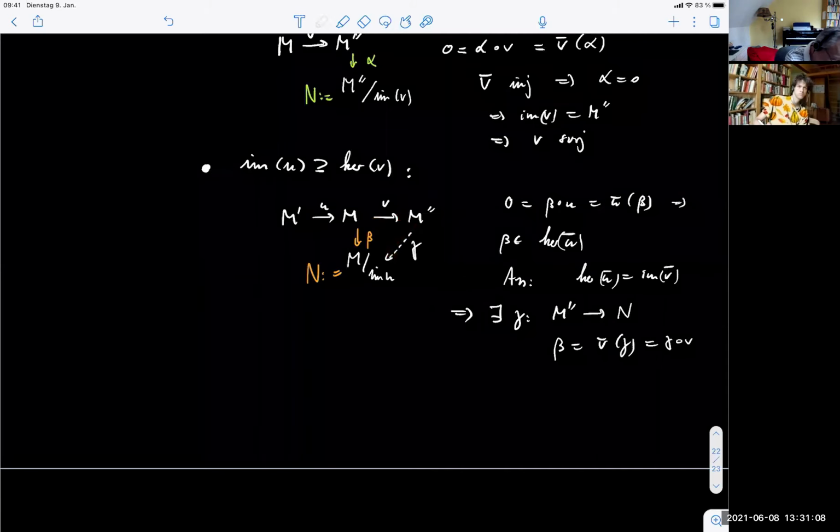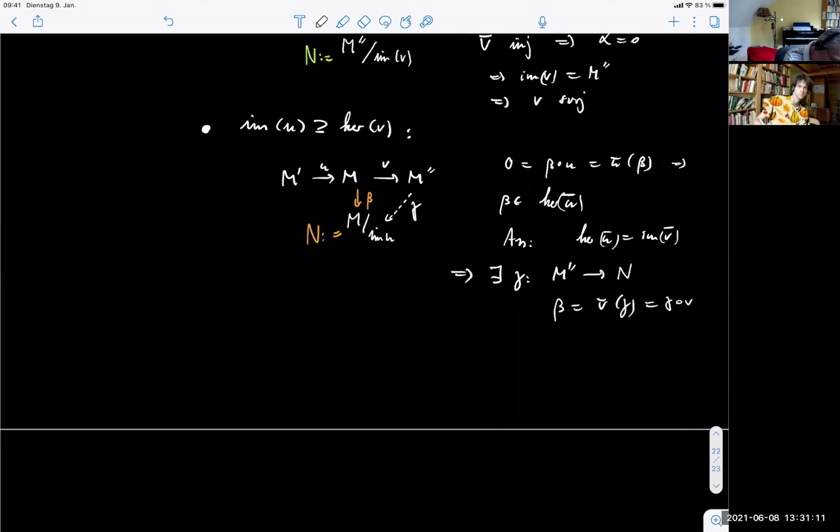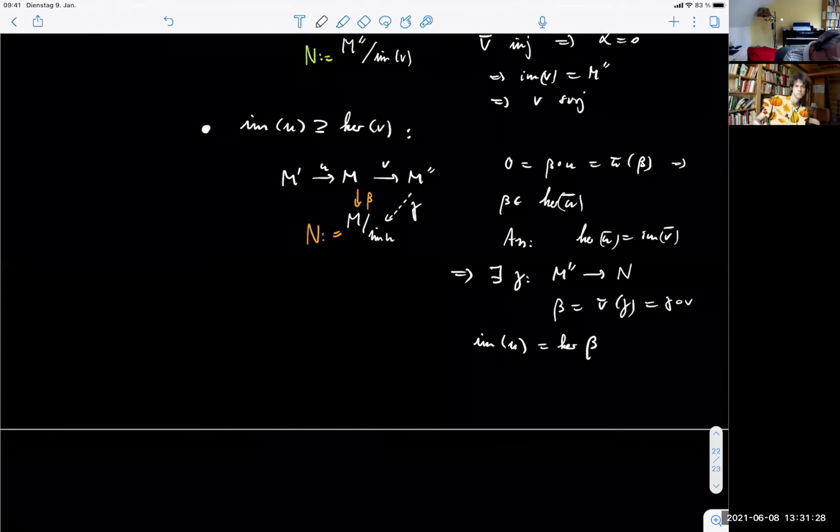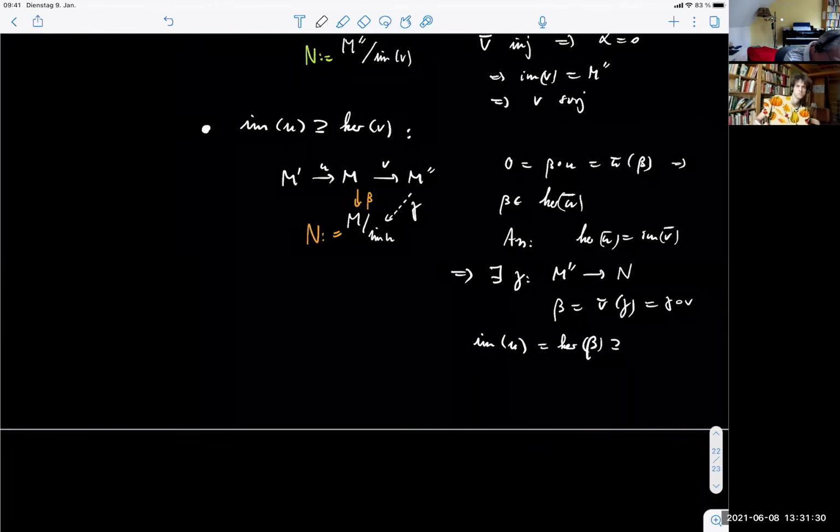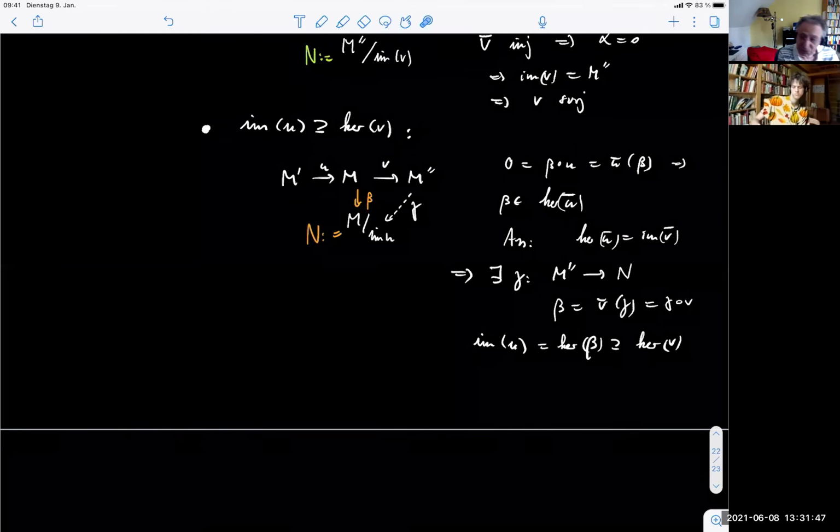And so I think now I should be done. I'm getting confused myself with these arguments. They are so trivial, but also unintuitive. The image of U is the kernel of beta by construction of beta. And now I have shown, hopefully, that the kernel of beta contains the kernel of V. Yes. That follows. If an element is mapped to 0 under V, it's also mapped to 0 under beta. So I wanted to show this, and I have shown it.